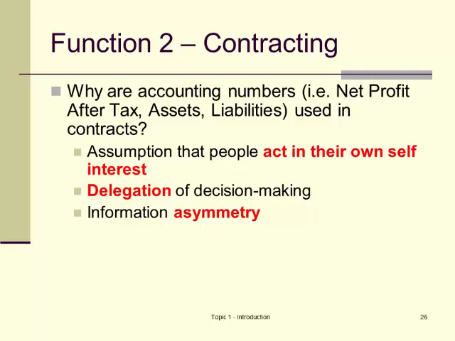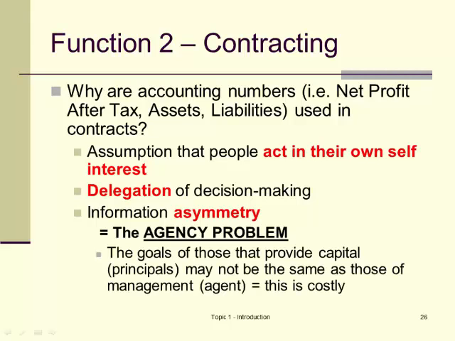Okay, so we've got this problem. People act in their own self-interest. We can't control them directly because we're not there. And we don't have all the information that they have. Right? We cannot observe everything the manager does. And in fact, if the manager announced everything he did, he would probably be giving away some secrets that would give the competition an advantage. So really, we have to focus on other measures. And usually those measures are things that are as simple as profit to assess whether this guy is going to be performing well. So that's the agency problem.